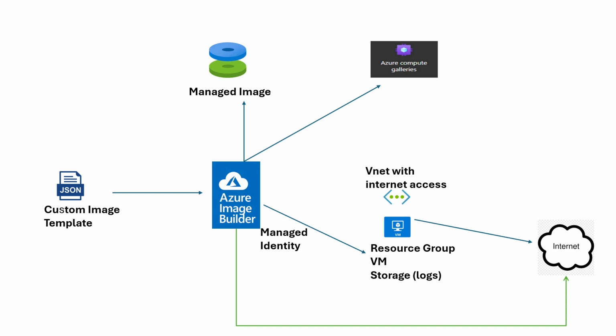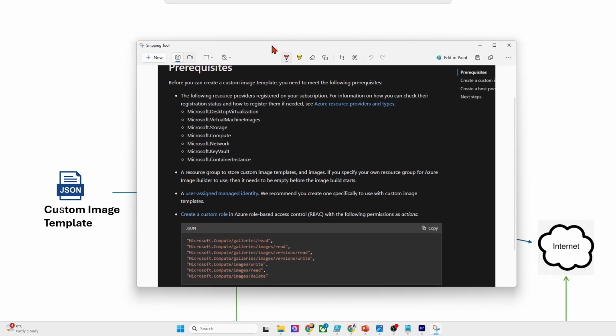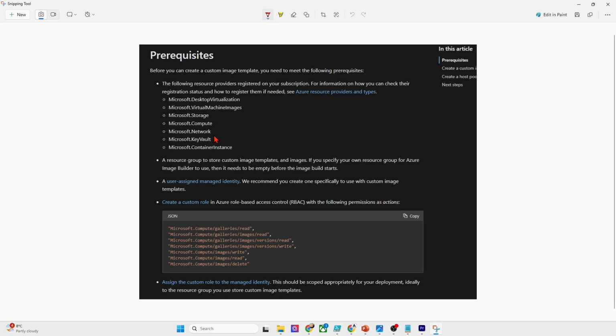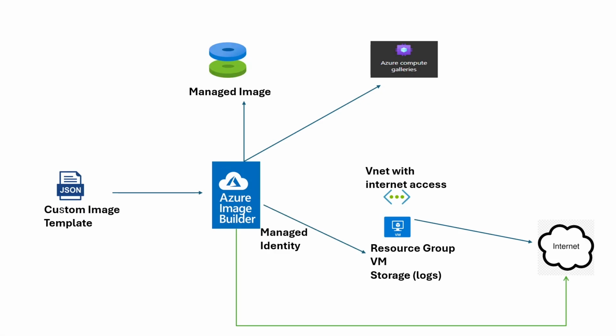Let's start the demo. Before we do anything, we'll have to meet some prerequisites. This is a screenshot from TechNet. The first step would be to register some resource providers which are listed here. And then we will create a custom role which will have these permissions in it. We will create a managed identity and we will assign the managed identity that custom role, because that's how the managed identity will get access to provision the resources.